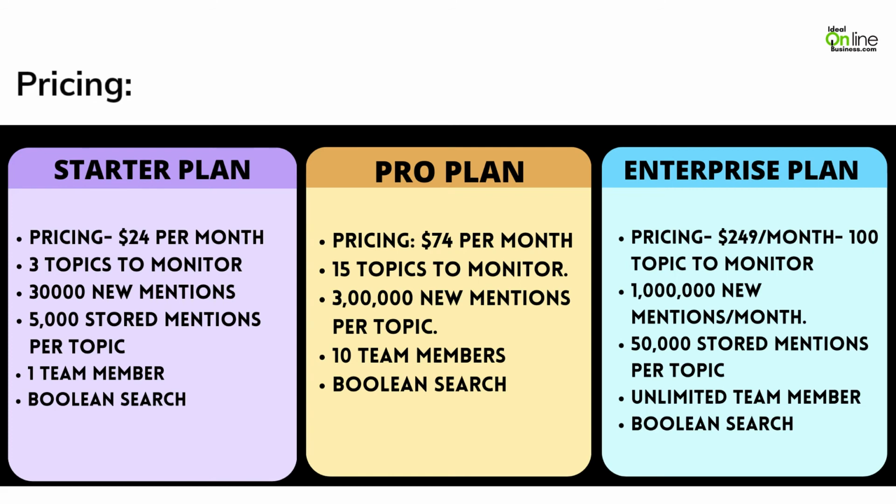There are a total of 3 Awario pricing plans, as follows. First, starting plan. Pricing $24 per month. Second, Pro plan. Pricing $74 per month. Third, Enterprise plan. Pricing $249 per month.